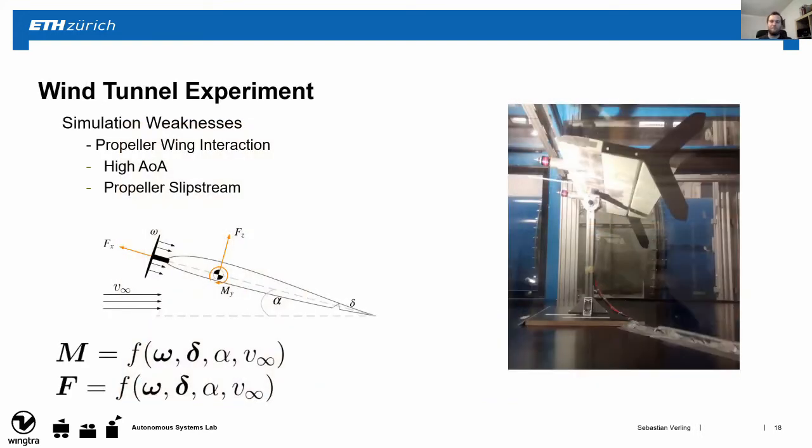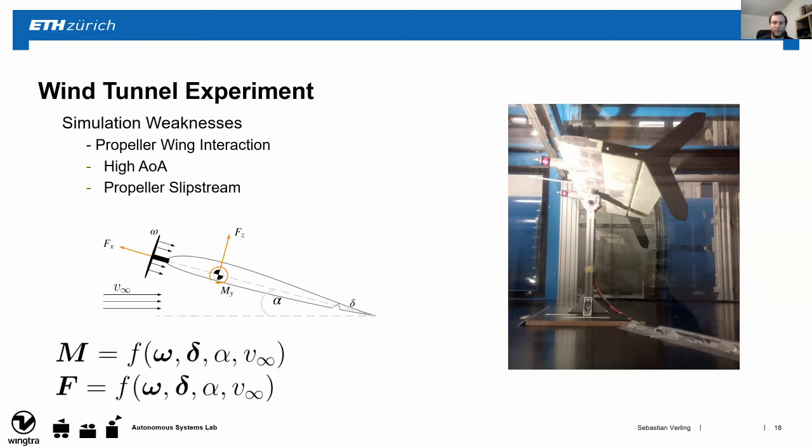Now, in order to get better data for the model, we went to a wind tunnel, because there we thought we could address the weaknesses that we have in the simulation, which were mainly the problem with the propeller-wing interaction and the slipstream behind the propeller. So basically, how does the propeller slipstream influence lift, drag, and the moment that we can create with the system, but also to generate all the high angle of attack effects.